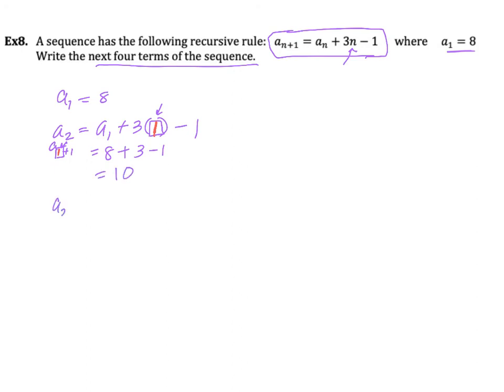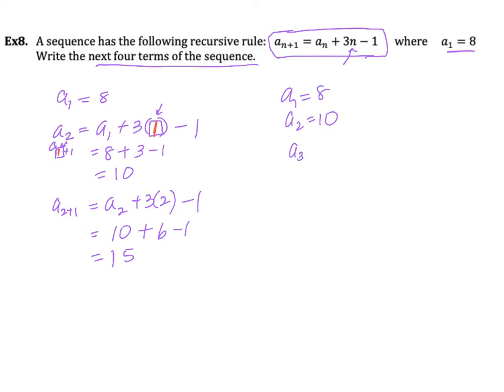A sub 3 is equal to 2 plus 1, so we're taking a sub 2 plus 3 times 2 minus 1. A sub 2 is 10. 10 plus 6 minus 1 is equal to 15. So a sub 1 equals 8. A sub 2 equals 10. A sub 3 equals 15. Now I need to find a sub 4 and a sub 5.